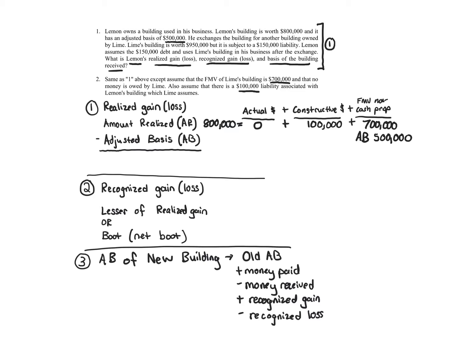Is Lemon giving anything else up? Is Lemon giving Lime any actual cash? No. Is Lemon taking on any Lime's liabilities? In problem 1, Lemon was, but not problem 2, because the liability is no longer there. Lime does not owe money. So the constructive money to Lime is 0. So Lemon's adjusted basis of property given up is $500,000. And we have a realized gain of $300,000.